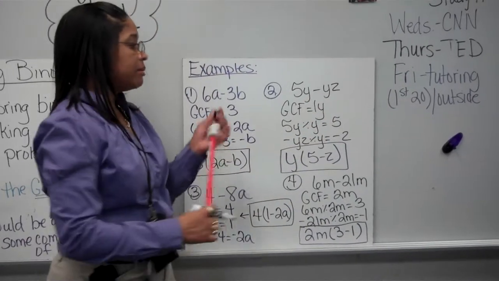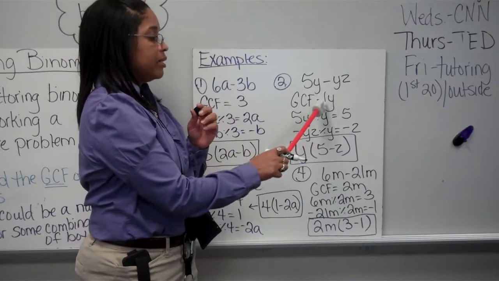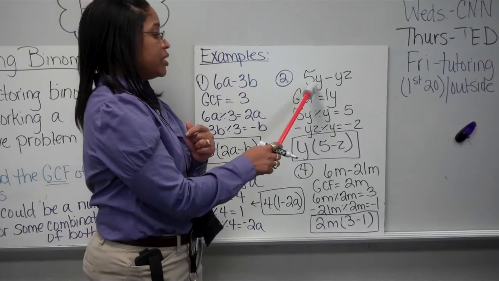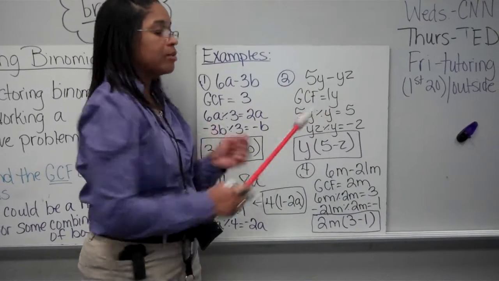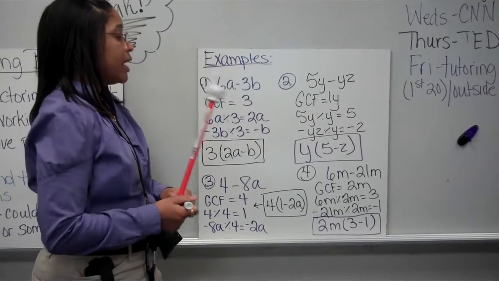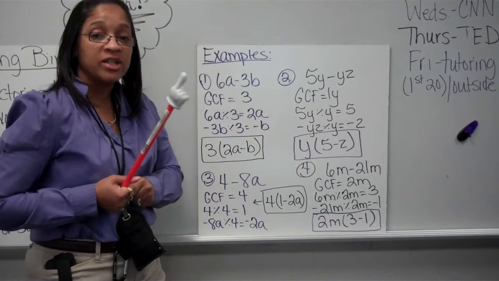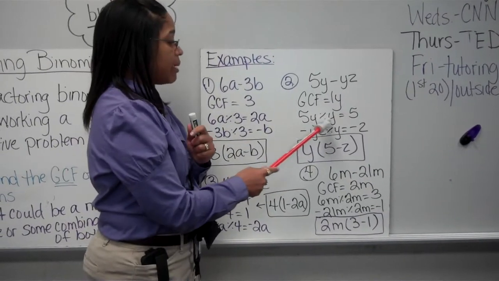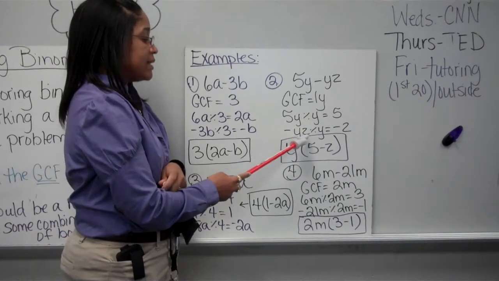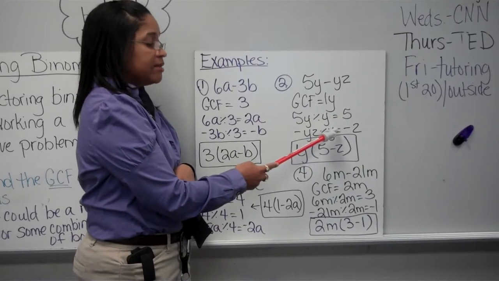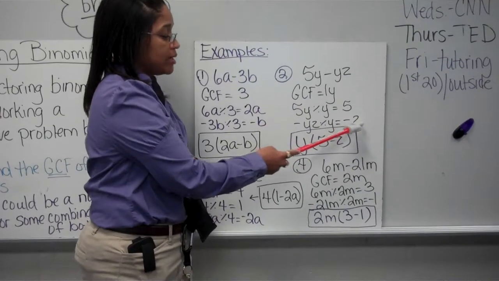My GCF of 5 and 1 is 1. And then the GCF of 5y and yz, what's in common is a y. So I pulled out a 1y. And now I'm going to have to divide each term by my GCF. So 5y divided by y leaves me with 5. And negative yz divided by y leaves me with negative z. That's not a 2, that's a z.